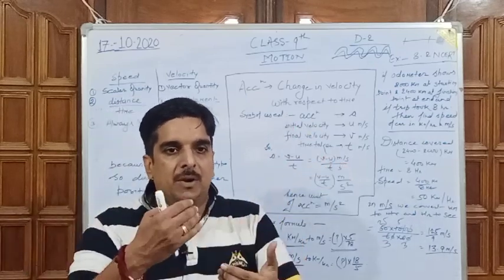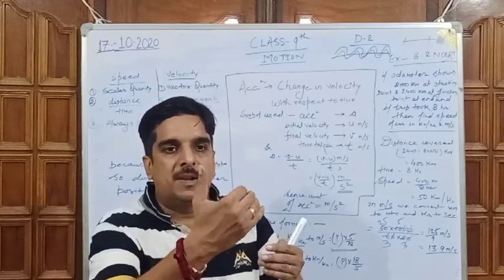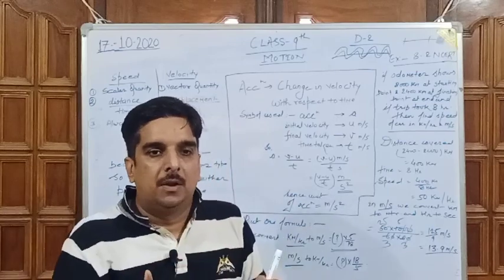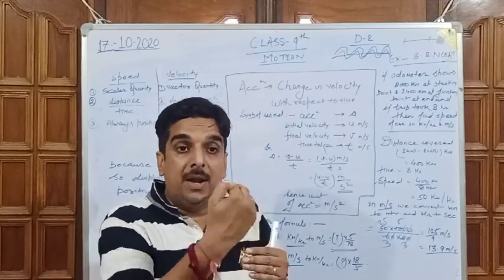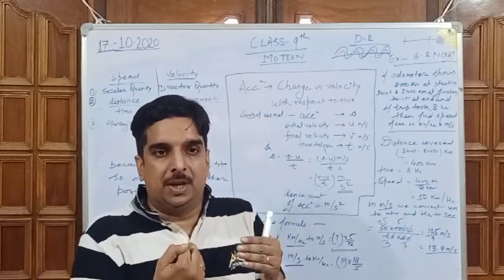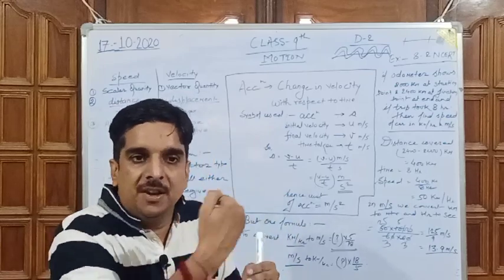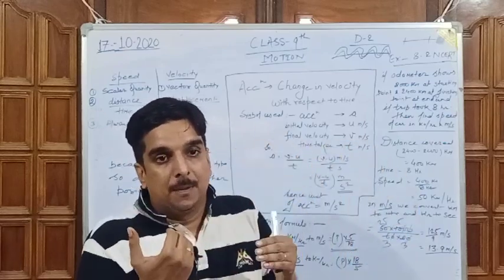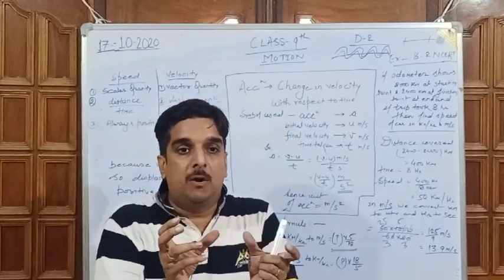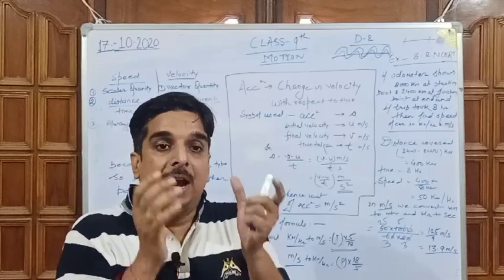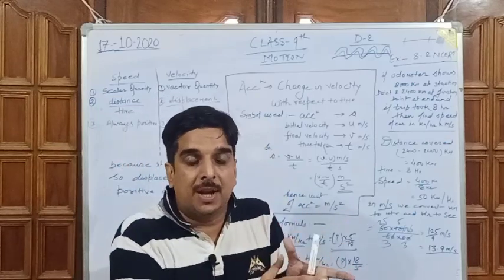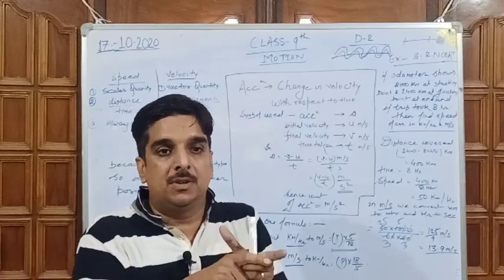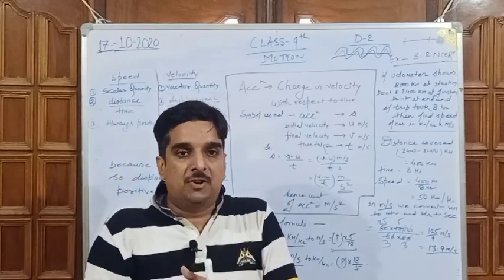Because speed or velocity is what? Distance or displacement by time. That will come in the form of v and r. Now we'll compare the change in velocity with respect to time. It means if we find the difference, the change in velocity, and divide it by the total time taken, that term will be known as acceleration.